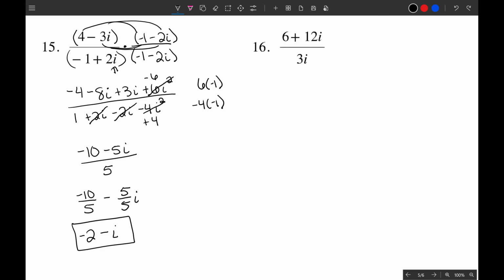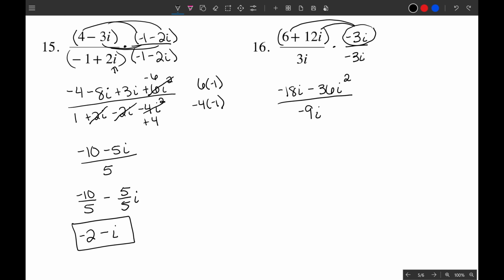All right, on the bottom of 16, all we have is the imaginary number. So the conjugate would just be negative 3i since we have a positive 3i. So I will multiply top and bottom by negative 3i. So I have 2 terms times this singular term over here. So we'll distribute that. 6 times negative 3i is negative 18i. And negative 3i times 12i would be negative 36i squared. On the bottom, 3i times negative 3i is negative 9i squared.